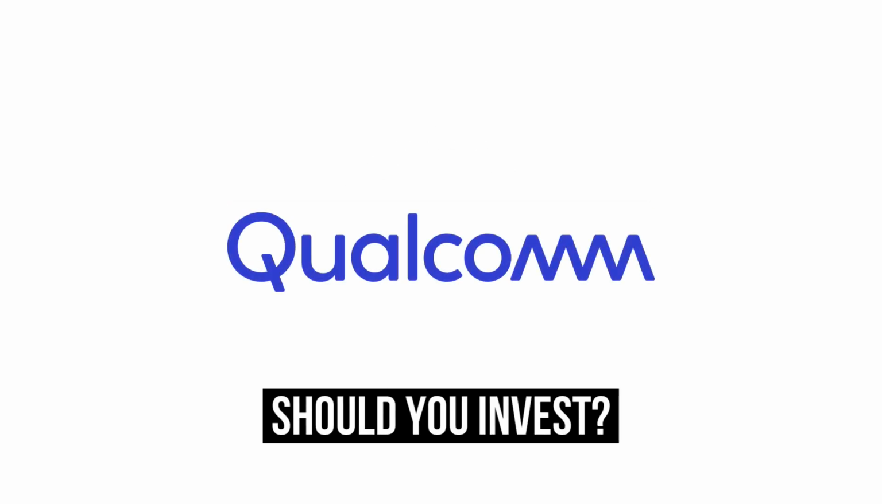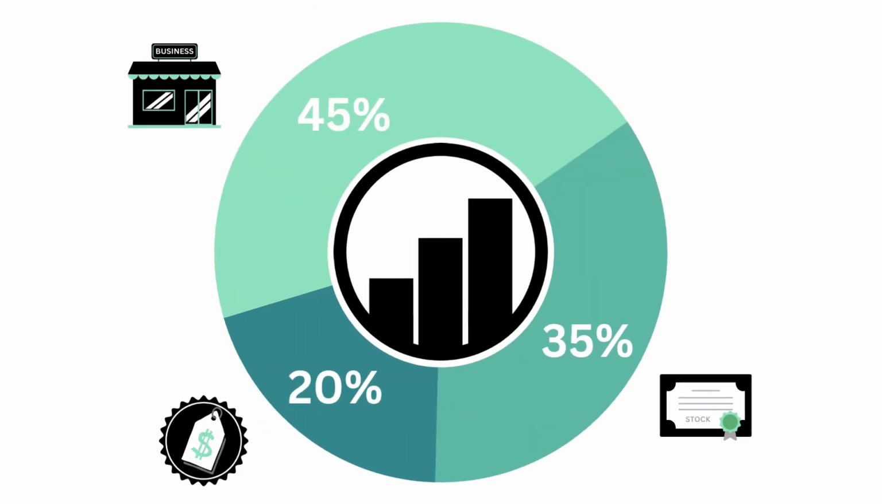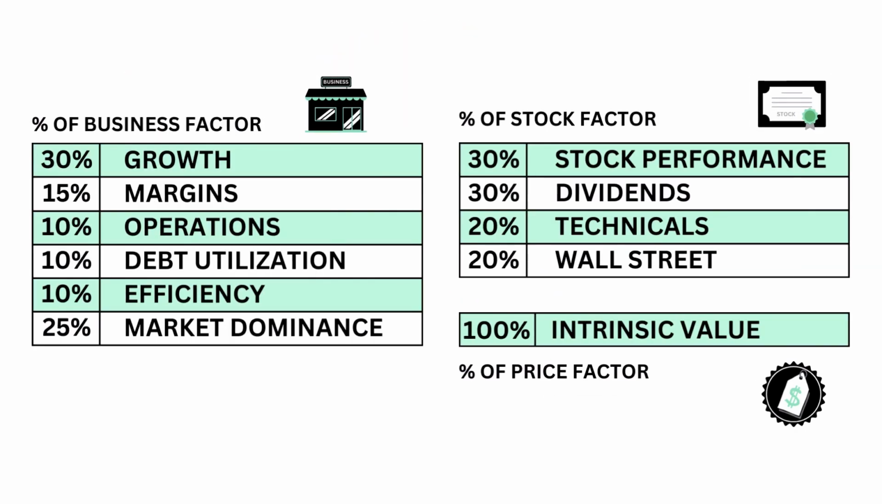Should you invest in Qualcomm? Let's analyze it on GrowthShares. This analysis is split into three factors: the business, the stock, and the price. Within each factor are a total of 11 metrics from business growth, performance, to intrinsic value.